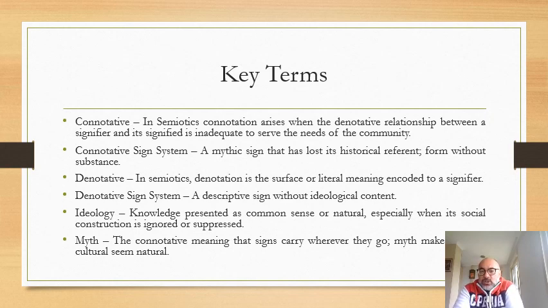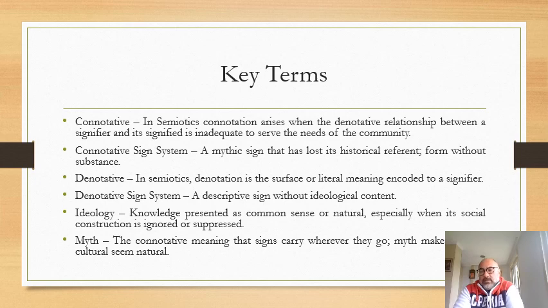The term ideology refers to the knowledge presented as common sense or natural, especially when its social construction is ignored or suppressed. So oftentimes, any sort of mental relationship has some ideological background. That is to say, everything is ideological in our hands, and everything is ideological in our heads.